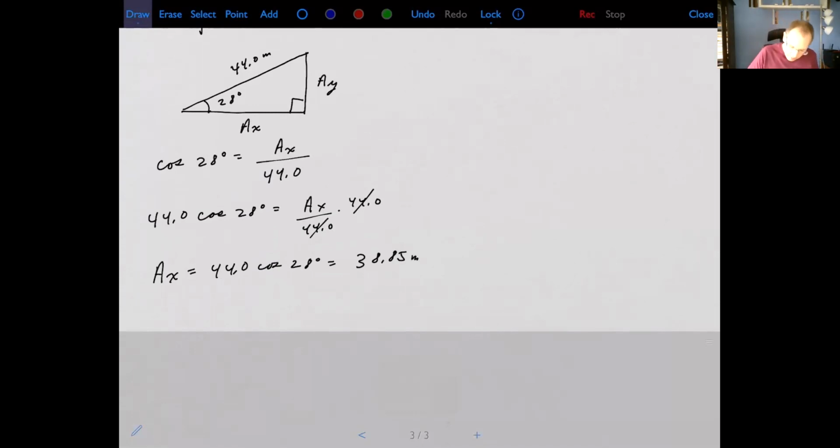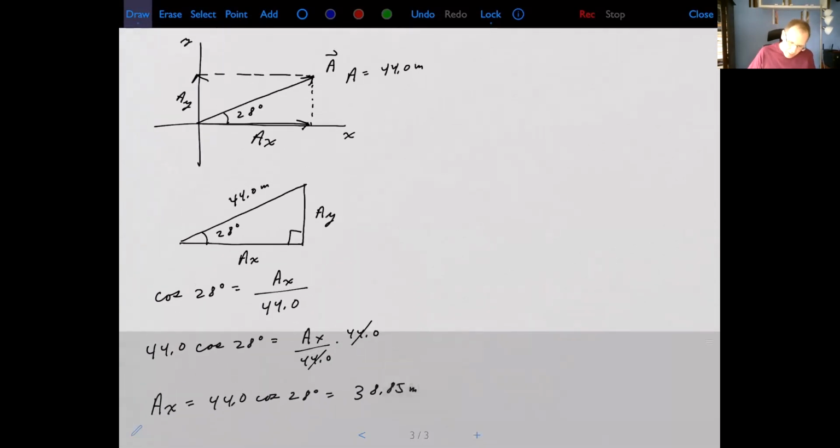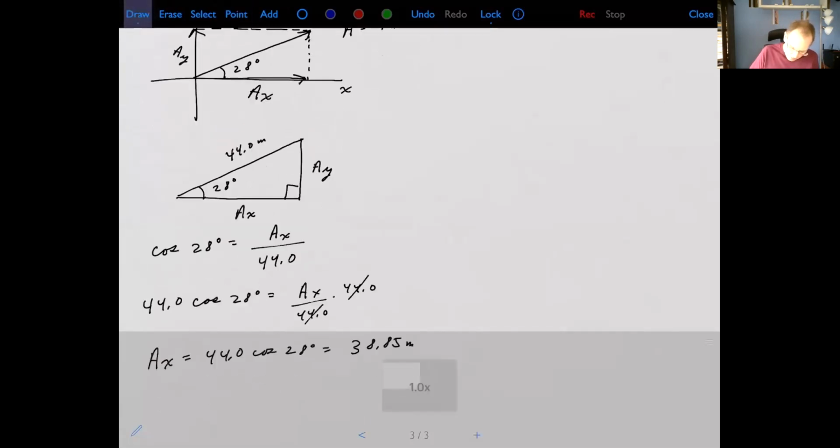Okay, do the same thing. And actually, it's positive, right? To get the sign, whenever you use a reference angle, you have to make sure you have the correct sign for the components. But because I know that AX is pointing to the right here, I know it's going to be positive, right? So it's going to be positive 38.85. And AY is also going to be positive because it's pointing up. Okay, so let's do AY now.